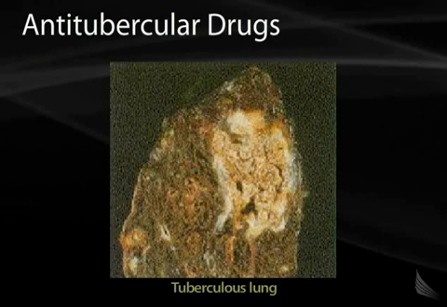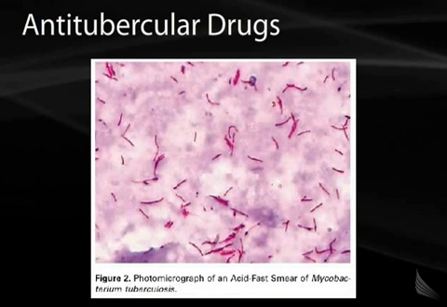This is a gross pathology image that shows a caseating granuloma inside a patient's lung who developed tuberculosis. And this micrograph shows the acid-fast bacillus here that has been typed as Mycobacterium tuberculosis.